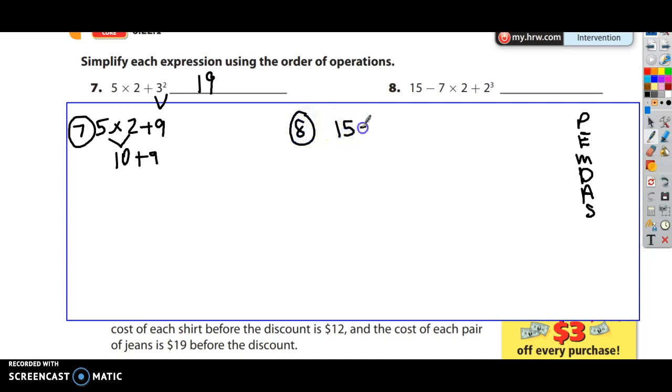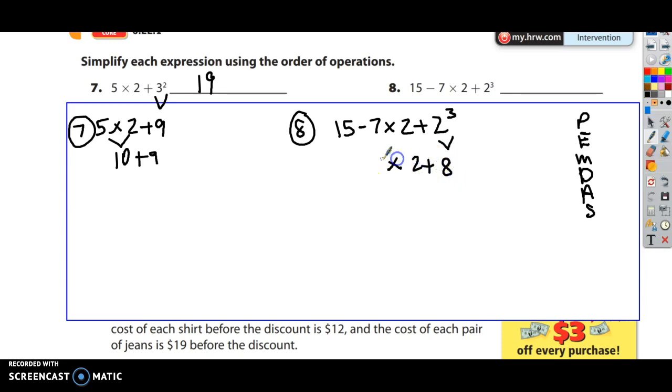Number 8 is 15 minus 7 times 2 plus 2 to the third power. Once again, there's no parentheses, but we do have an exponent at the end. It's 2 to the third power. I know kids are tempted to put 6 here, but 2 to the third power does not mean 2 times 3. 2 to the third power means 2 times 2 three times. 2 times 2 is 4, times 2 again is 8. 2 to the third power means 8.